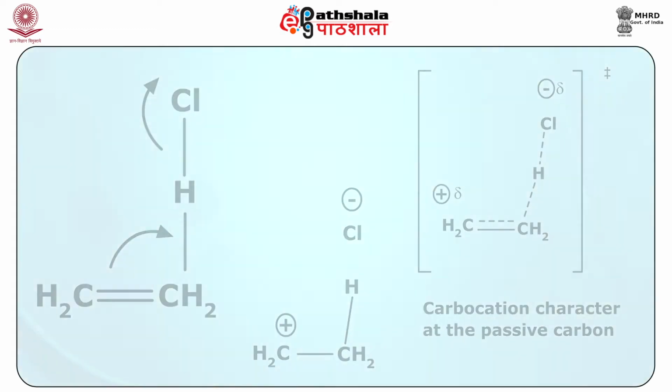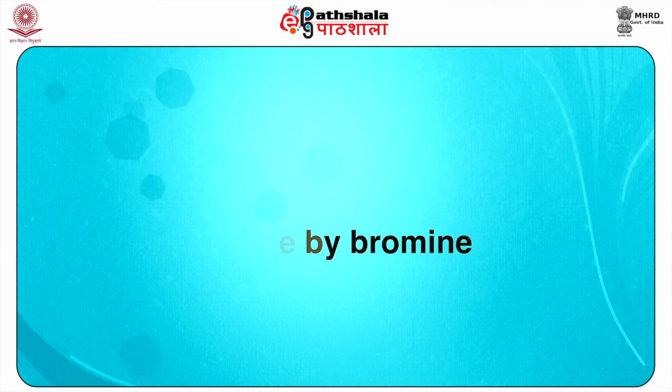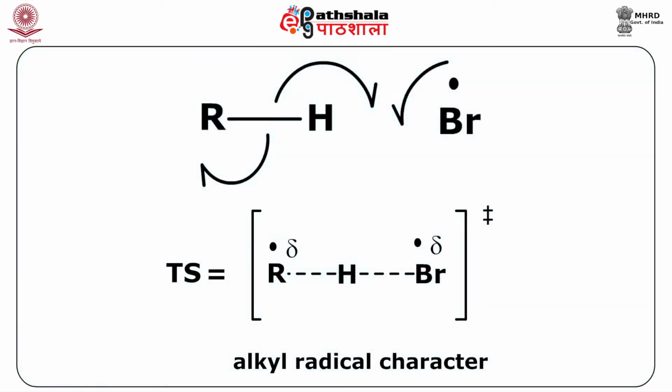How a transition state involves a partial bond is represented by a dashed line. Now, let us consider the second example which involves the abstraction of hydrogen atoms from an alkane by bromine. The abstraction of hydrogen atoms from an alkane by bromine atoms has a transition state with a radical character. Now, you can see this in this figure. As the bromine abstracts the hydrogen from this alkane, a partial alkyl radical character is introduced in the transition state.